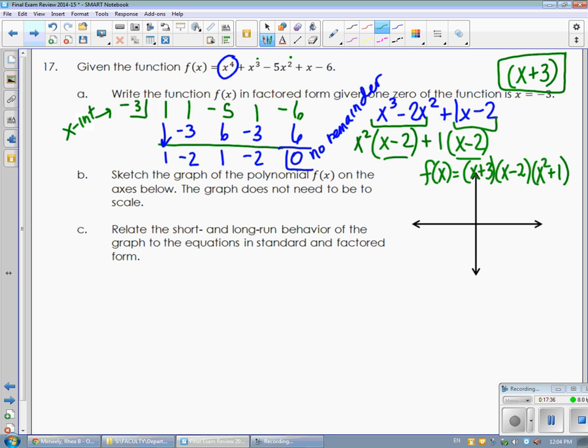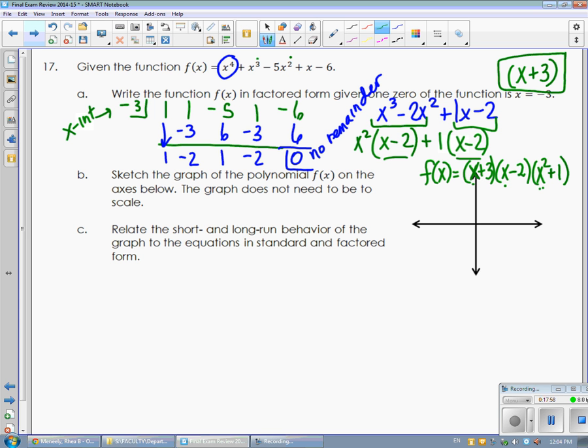And remember, if the degree is 4, then I should have 4 factors of x. So I can double check. This is one of them in the first one. So 1, 2, and then this is squared, so this is 3 and 4. So there's my 4 factors of x. Letter B says to sketch the graph of the polynomial on the axis below. The graph does not need to be to scale.